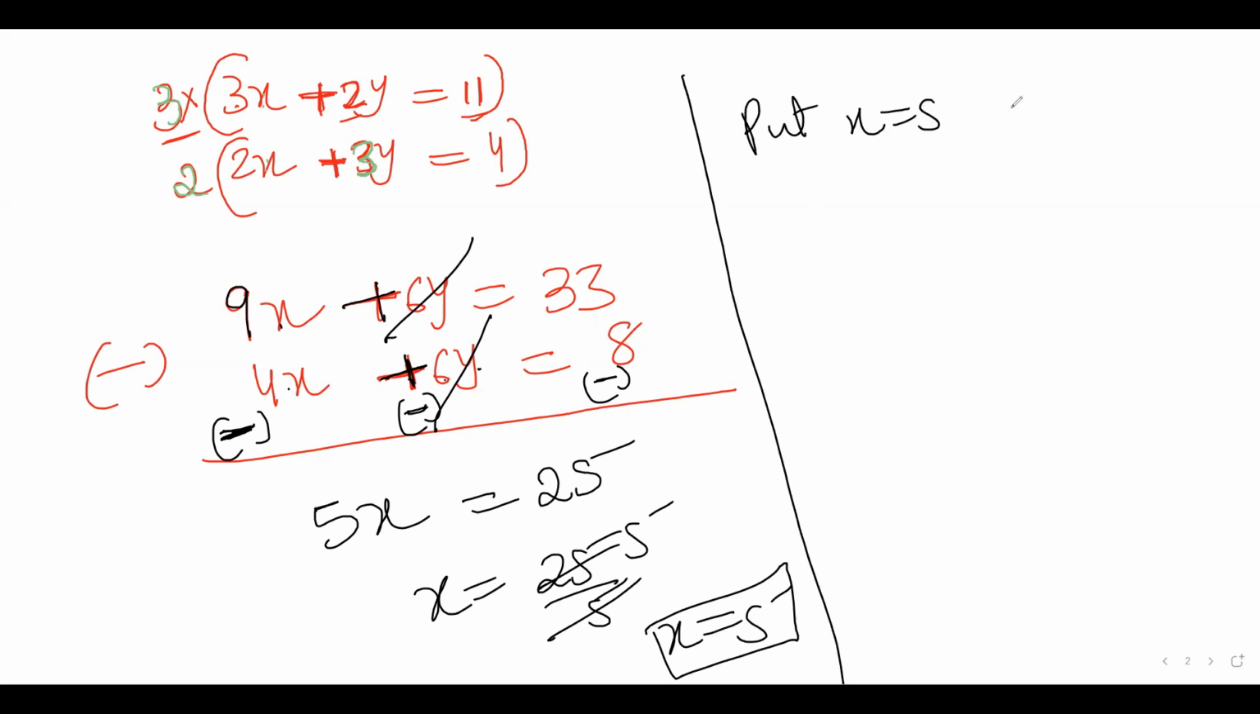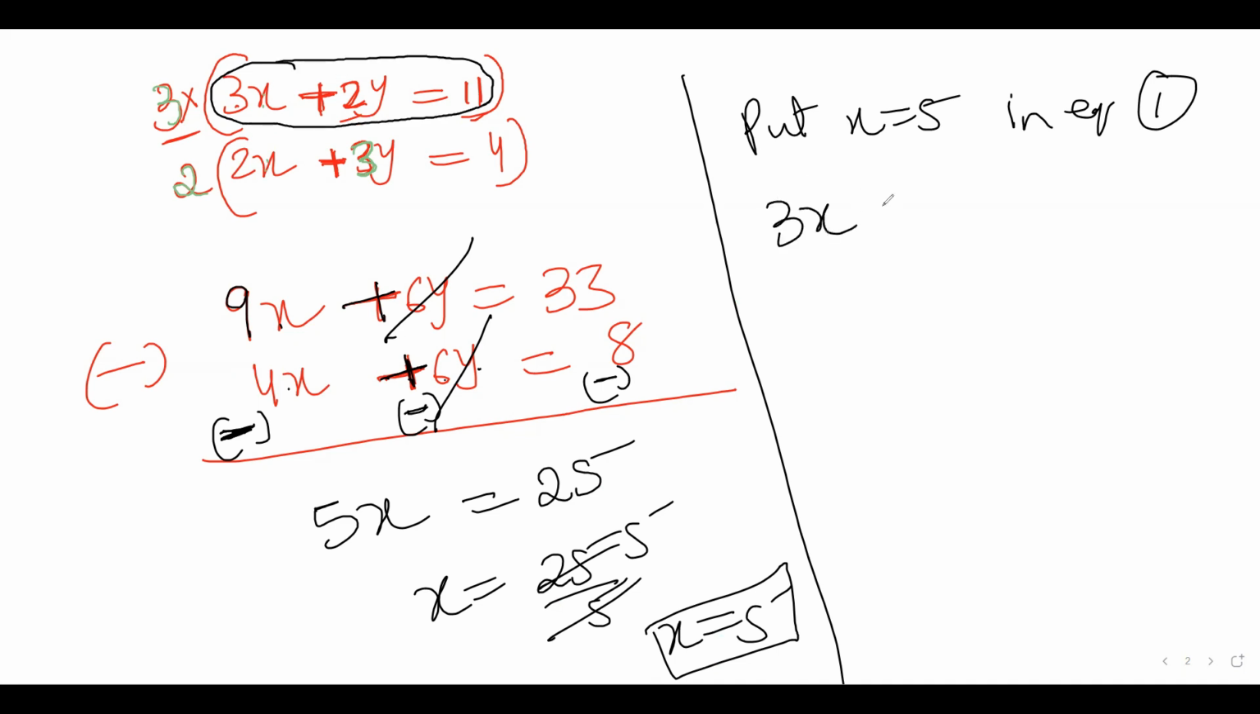Put x is equal to 5 in equation 1. What is my equation 1? This is equation 1. Please write down equation 1. 3x plus 2y is equal to 11 is equation 1.